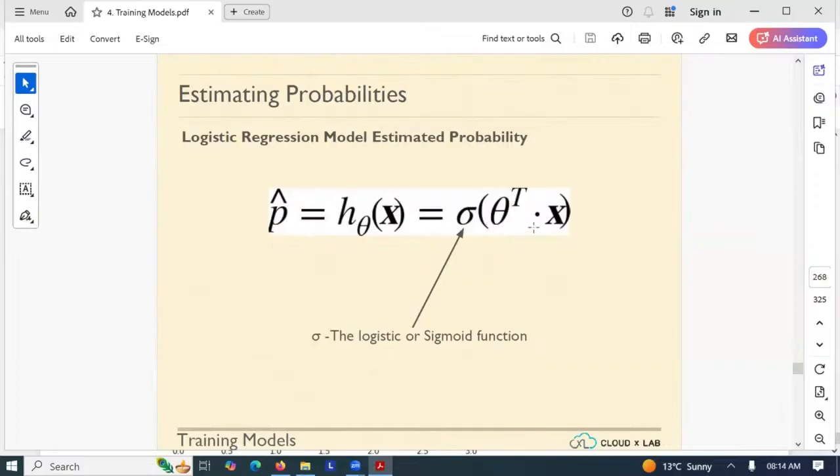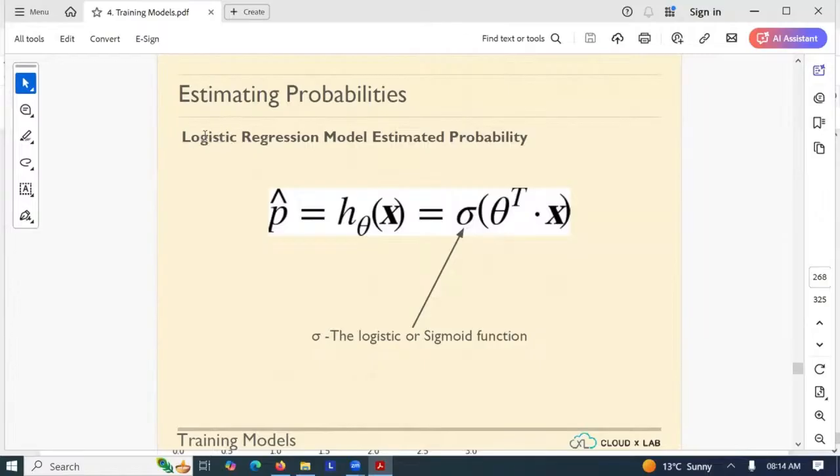So theta transpose x is the same as the linear regression model, because in the linear regression model also we are calculating theta transpose x, where x is the input and theta is the unknown parameter that we are learning here. Once we know the optimal value of theta parameters, we will use theta transpose x, and then we will apply the sigmoid function or logistic function. Since we are applying the logistic function here, this method is called logistic regression, right?